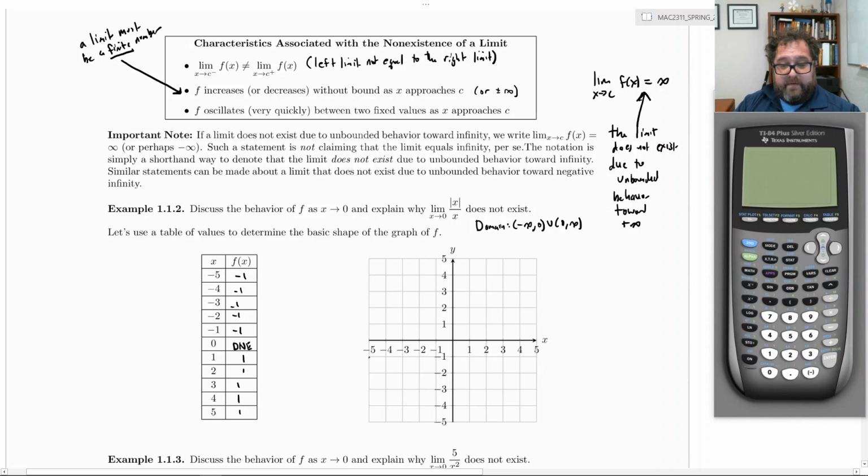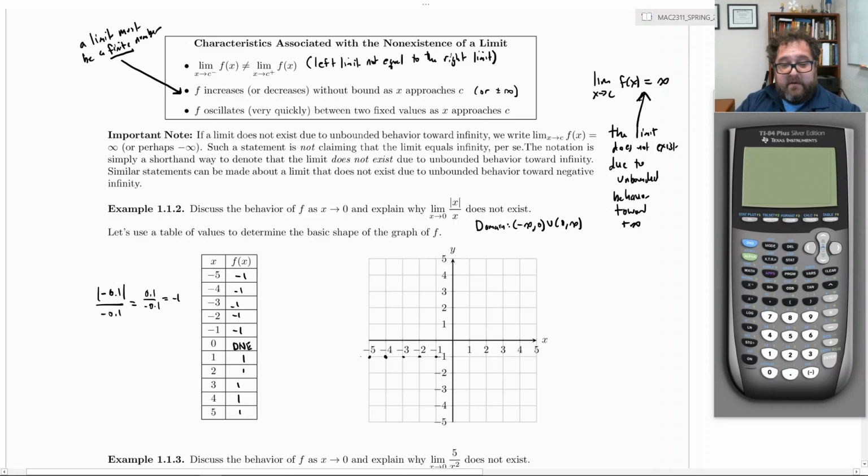-5, -1. There's a point right there. -4, -1. -3, -1. -2, -1. -1, -1. What does it look like is happening? There's a horizontal line. In fact, if we plugged in, let's say, -0.1, you'd get absolute value of -0.1 over -0.1. And what would you get? Absolute value makes the numerator positive. Oh, I'm not sure why I put a negative sign there. Let's see, erase. There we go. 0.1 over -0.1 gives us -1.